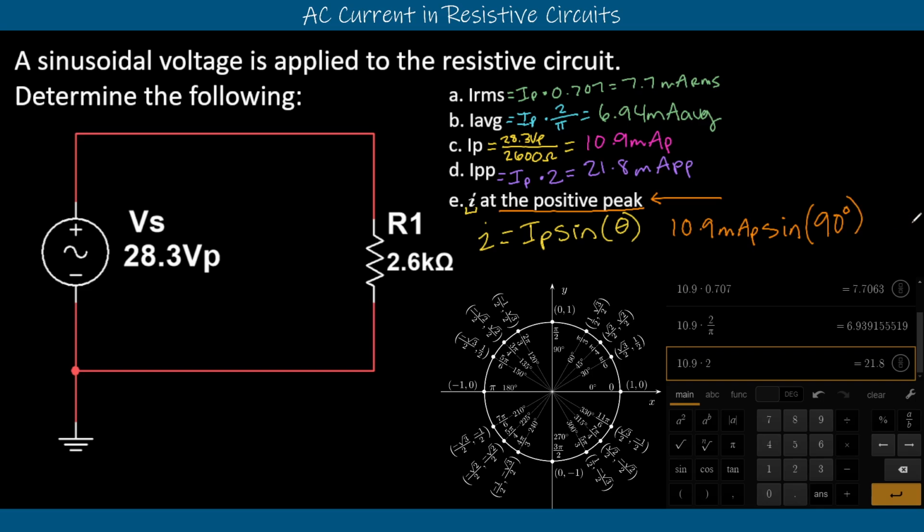Make sure your calculator is in degrees for this. Anytime we're using sine, cosine, all that kind of stuff needs to be in degrees. So 10.9 milliamps multiplied by the sine of 90 degrees gives 10.9 milliamps as our answer. So our instantaneous current, our I, is equal to 10.9 milliamps. That's our peak current, which is what we expected. But if you wanted to find the current at any other angle, a little bit before the peak or a little bit after the peak, you can update this and still get that current out, to determine the instantaneous current at any other location. Let us know if you have any other questions.